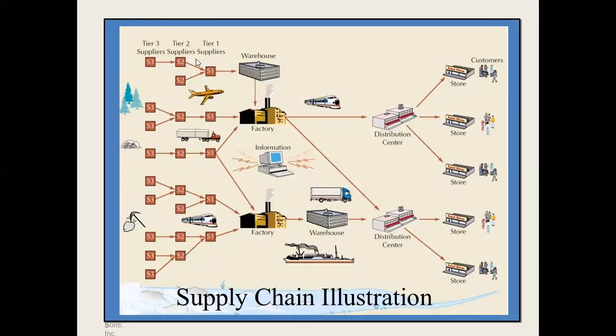So there may be three tiers of suppliers. Supplier three is giving the product to supplier two, supplier two is giving the product to supplier one, and from supplier one we are getting the product. So actually we have to bear this cost maybe if they are under my control.